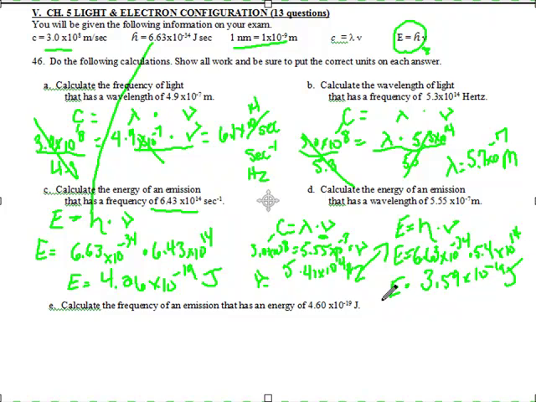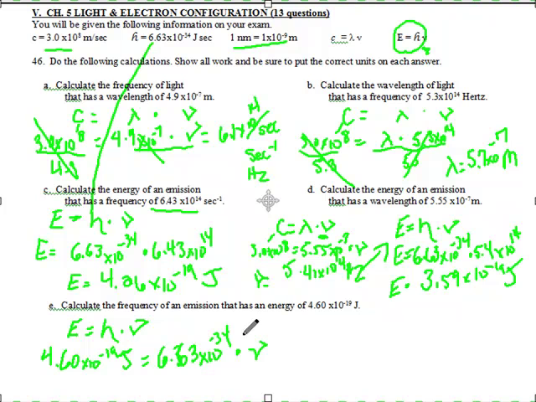Okay. Alright, last one. Calculate the frequency of an emission that has an energy of. So now we're going to use the energy equation also, since we're given energy. Planck's constant times frequency. We know the energy, 4.60 times 10 to the negative 19th joules, a little bit of energy. And then we're going to plug in Planck's constant, since we know that, 6.63 times 10 to the negative 34th, and we're going to solve for frequency.